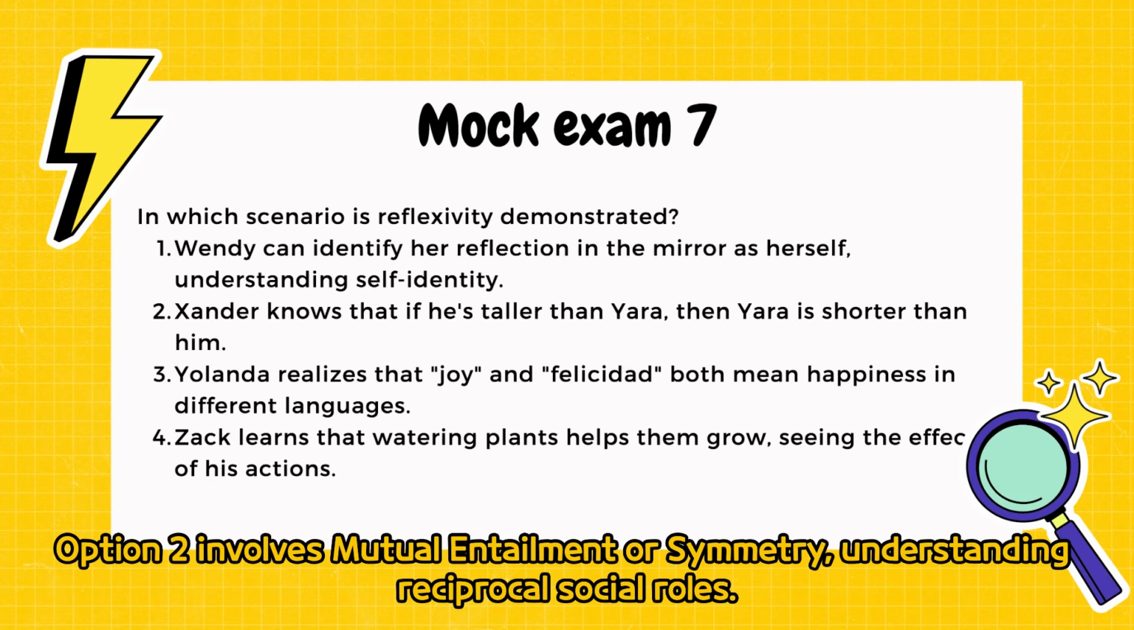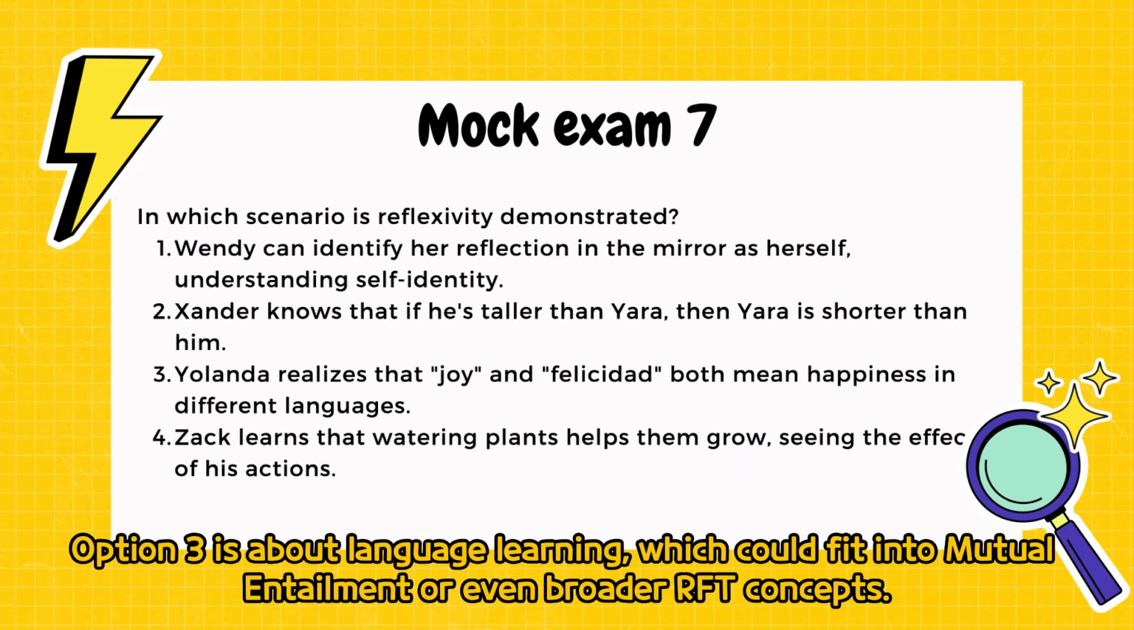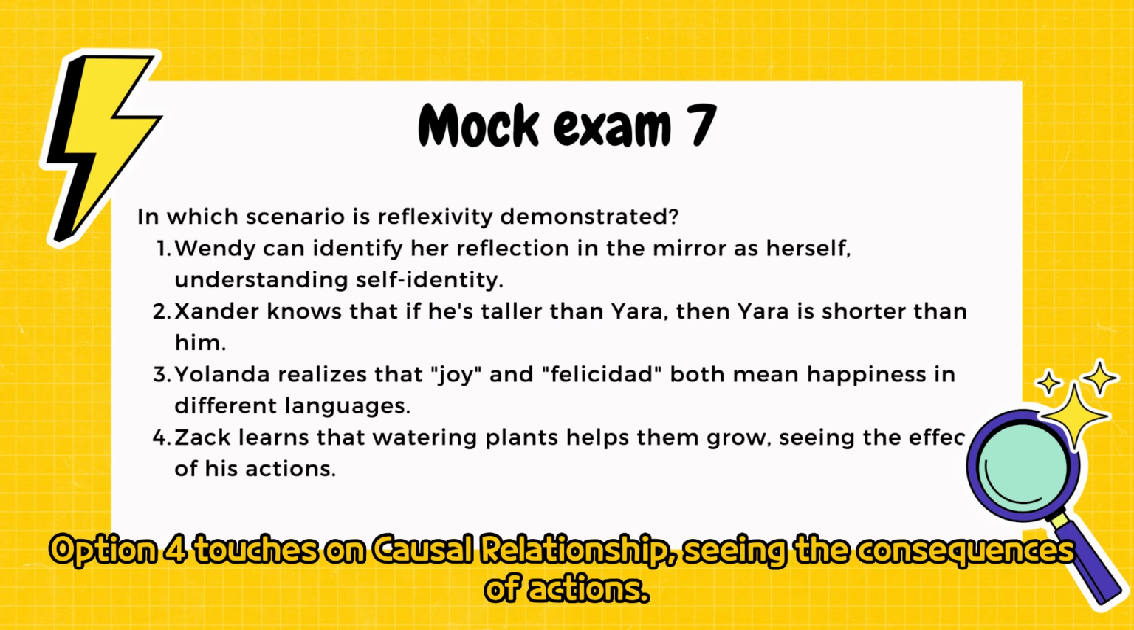Option 2 involves mutual entailment or symmetry, understanding reciprocal social roles. Option 3 is about language learning, which could fit into mutual entailment or even broader RFT concepts. Option 4 touches on causal relationship, seeing the consequences of actions.